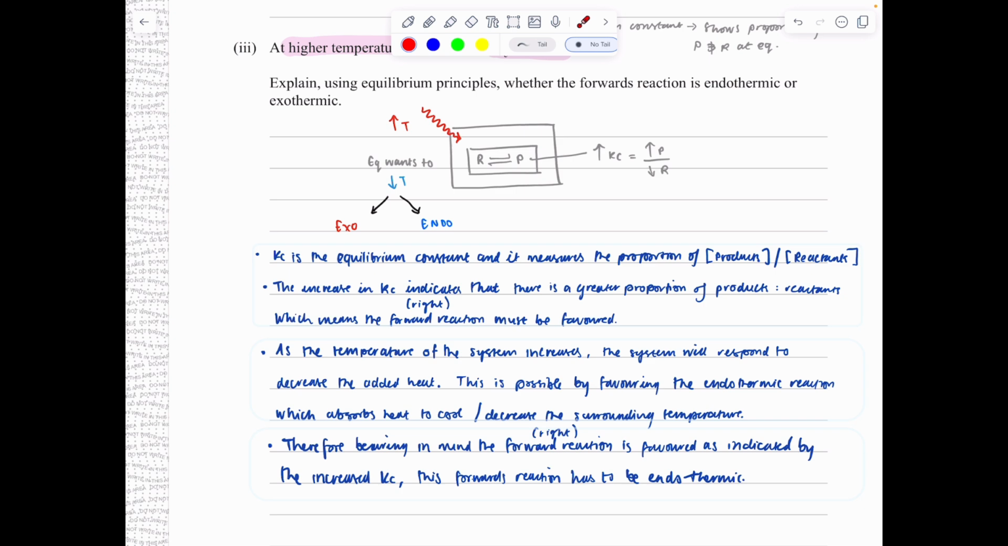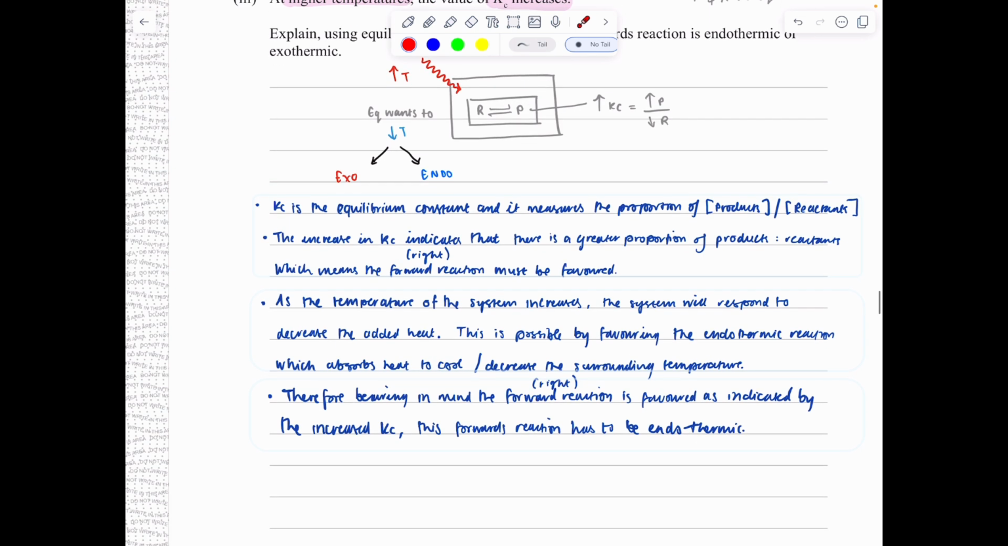So we've put all of our clues together with our increase in Kc and high temperatures to come to this conclusion over here, that the forward reaction is being favoured and it has to be endothermic.